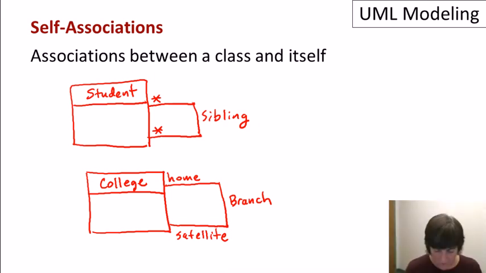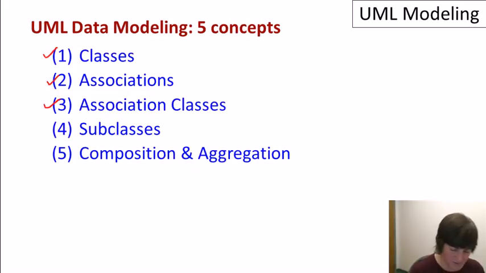So let's say that every satellite campus must have exactly one home campus, so that would be a 1..1 here. And every home campus can have any number of satellite campuses. Or actually, let's say something else. Let's say every home campus can have between 0 and 10 satellite campuses. So that would be a 0..10 on that side of the self-association. Okay, we're finished with the first three. Let's move on to subclasses.